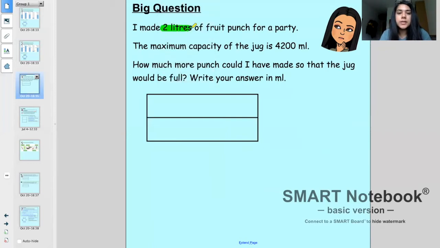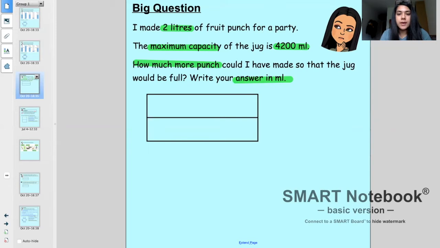So I made 2 litres of punch for a party. The maximum capacity of the jug is 4,200 millilitres. How much more punch could I have made so that the jug would be full? So how much more? And they are asking me to write my answer in millilitres.